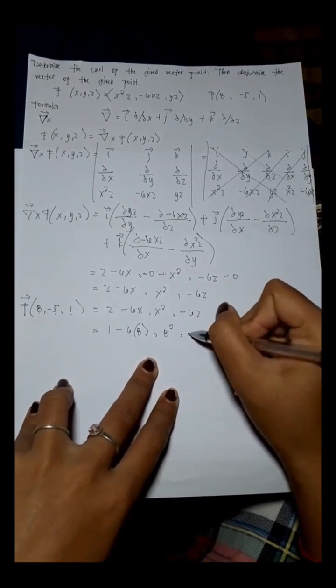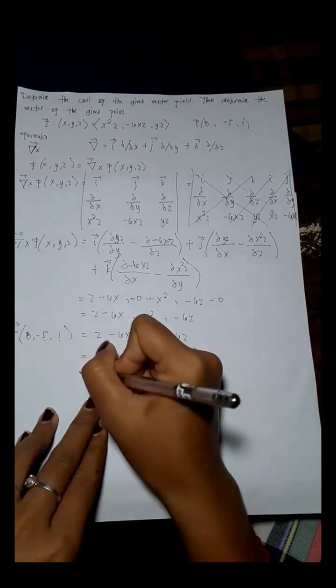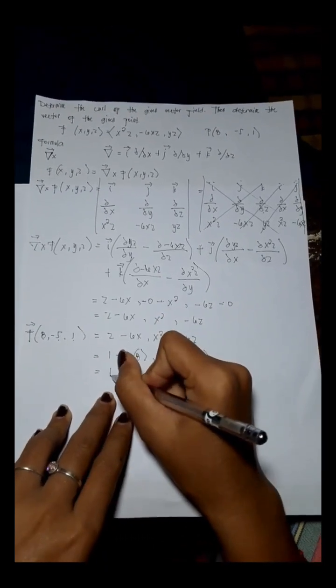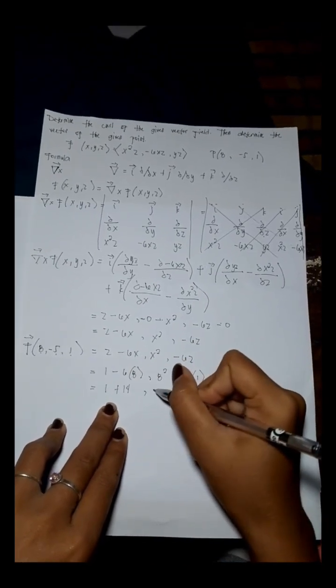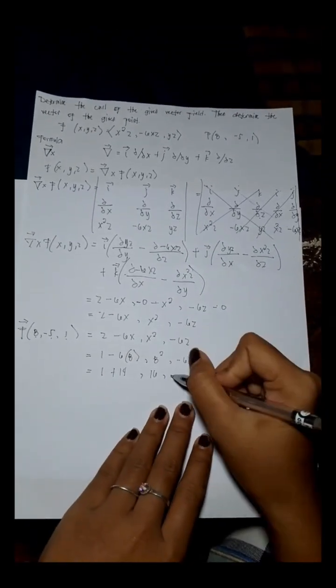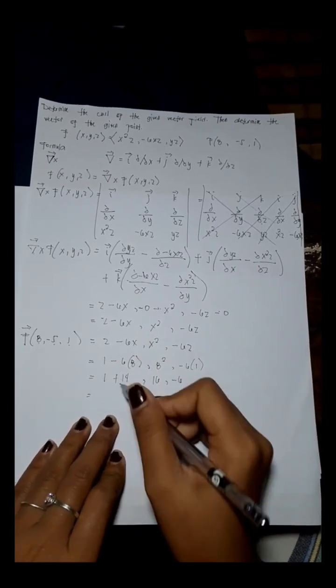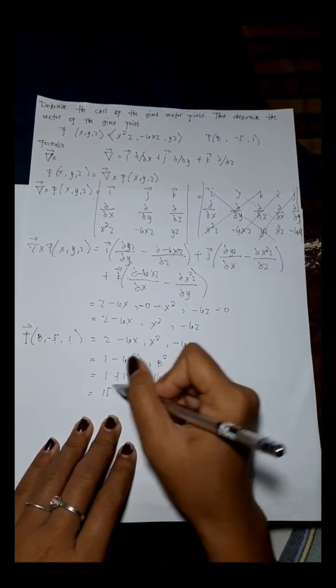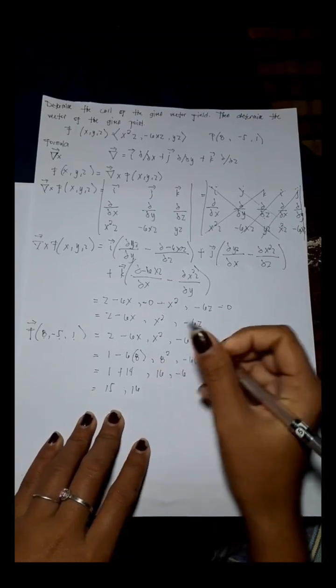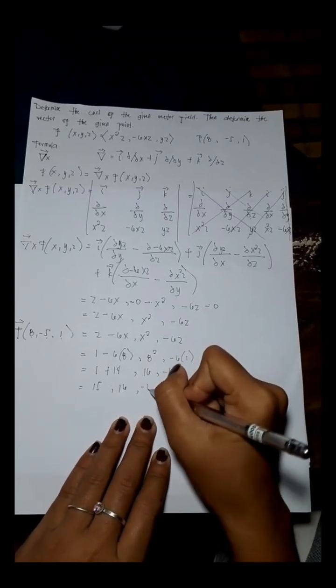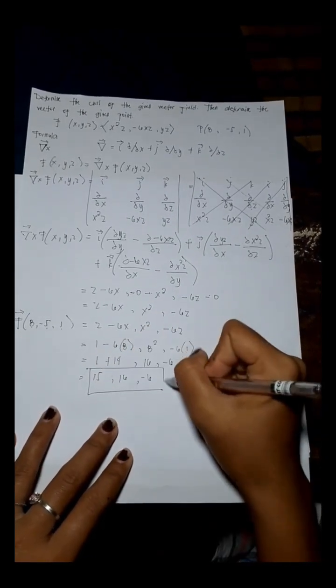Substituting: the first component is 1 plus 30, the second is 8 squared, and the third is negative 6 times 1, which is negative 6. So, this is the final answer. Thank you.